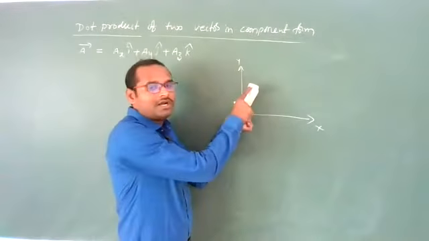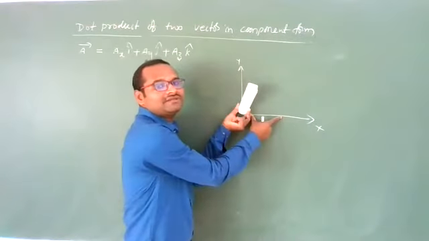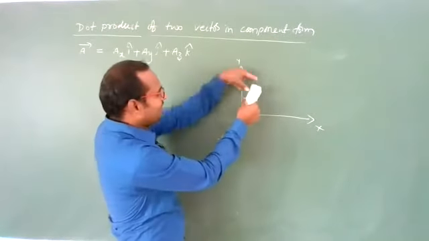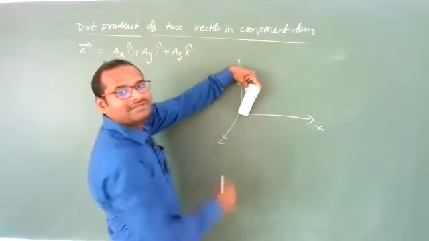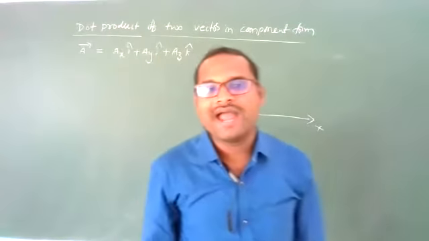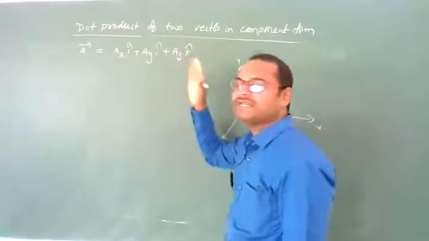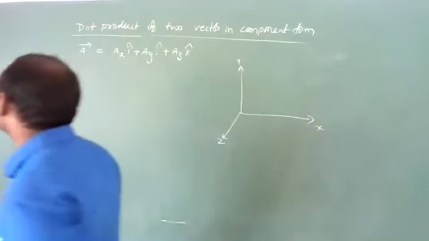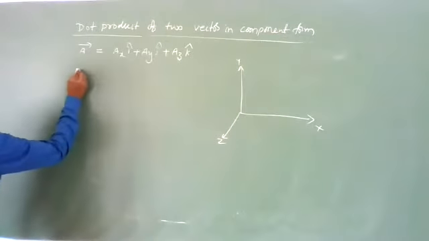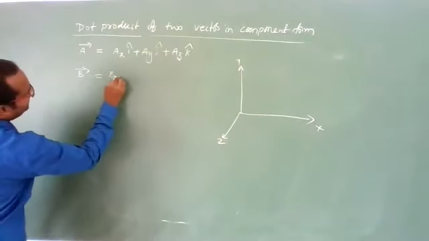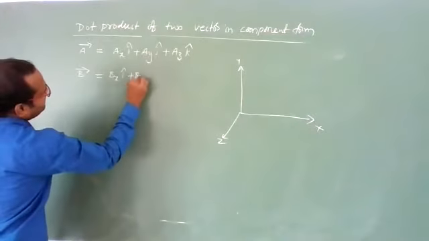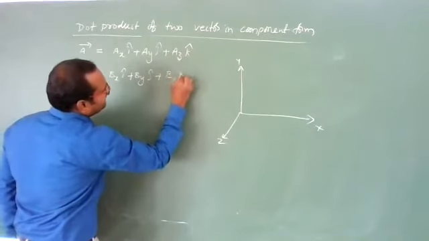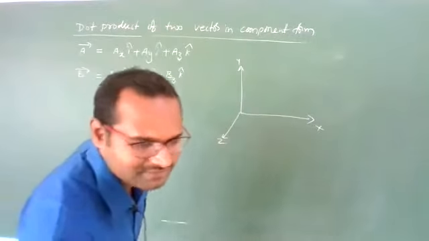Now, this a bar along the x-axis, how much value is it having? ax. Along the y-axis, how much? ay. And along the z-axis, how much will it have? That is az. That is the meaning. If you add this ax, ay, az according to the vector law, you will get a again. Now, like this, let us suppose another vector is there for us, that is b bar equal to bx i cap plus by j cap plus bz k cap. Let us suppose these two vectors are there.